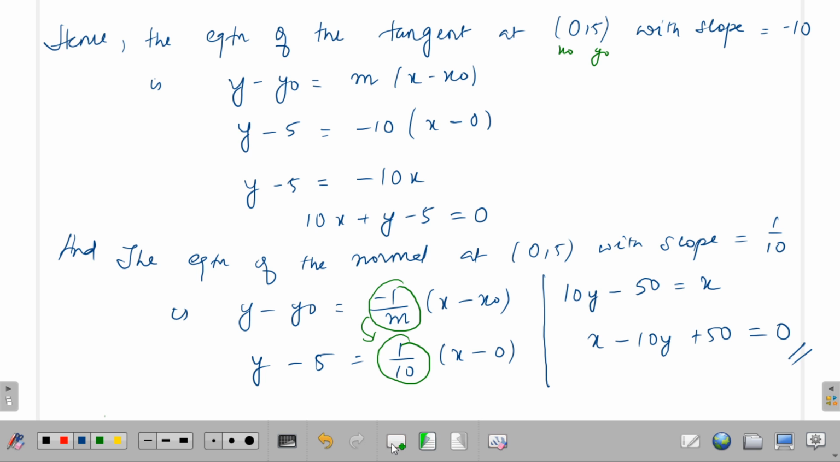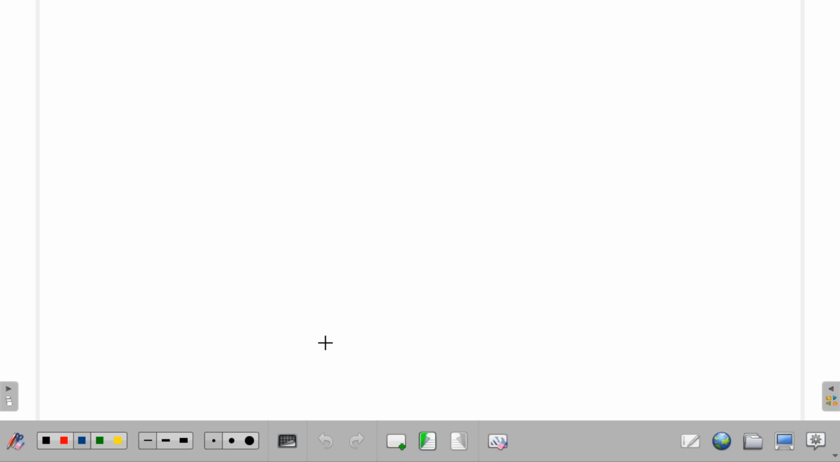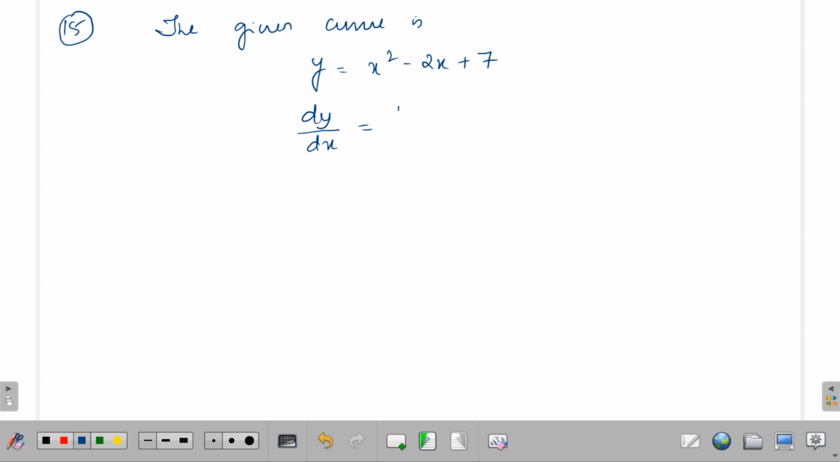So again, let me jump to your next question. Your next question happens to be nothing more than question number 15, and again, the question is different. It's given the curve y is equal to x square minus 2x plus 7. So I'll get dy by dx, which would be nothing more than 2x minus 2. Now after that, read the question. It's given that this curve is parallel to the line, and perpendicular to the line.